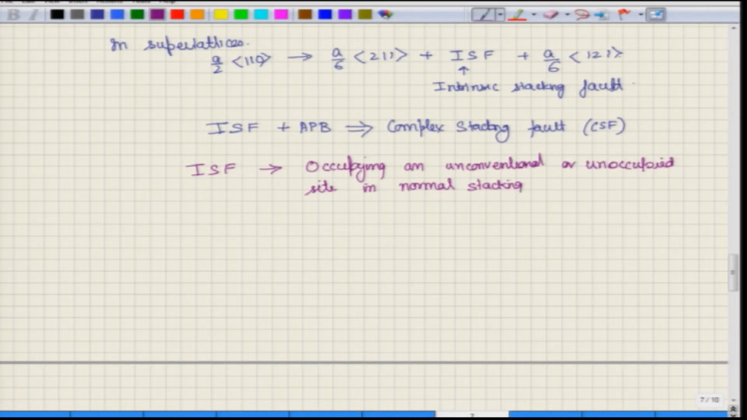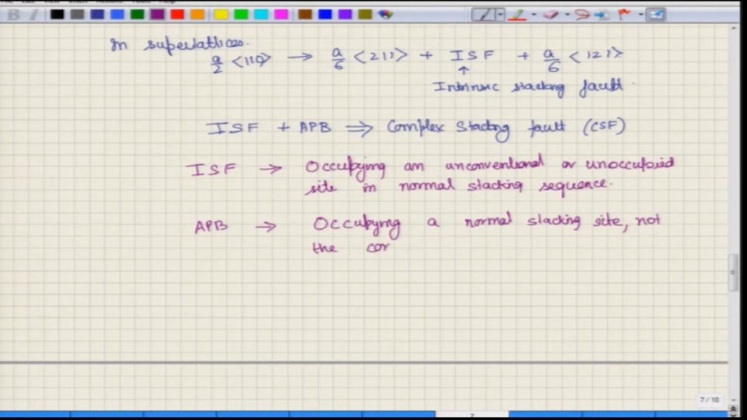In a normal stacking sequence, what is an anti-phase boundary? Occupying a normal stacking site. So here it is not about the stacking site. The atom is there at an expected, normal stacking site, but not the right chemical site, not the correct chemical site. So this is a difference here. Chemical atoms are not of concern here, only the positions, or the incorrect sites that have been taken. So the stacking has been changed.